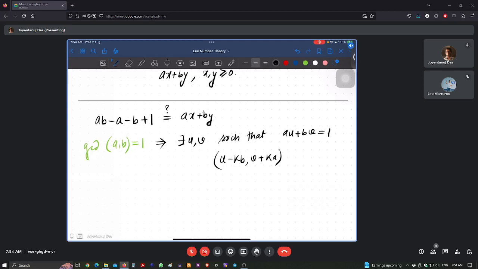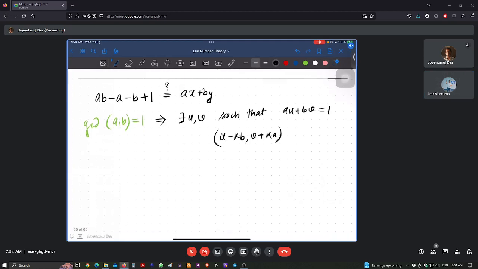Somehow we have to use this condition to find the solution to the original one. So ab minus a minus b plus 1, this one we will replace by that quantity: ab minus a minus b plus au plus bv, right? If I take a common, it is u minus 1, and if I take b common, then I get a plus b minus 1.